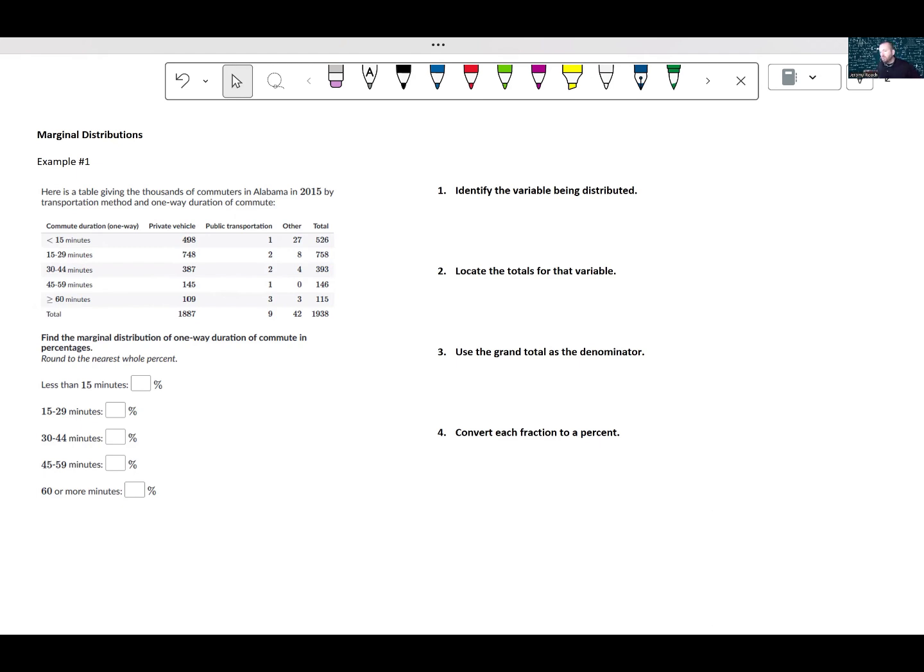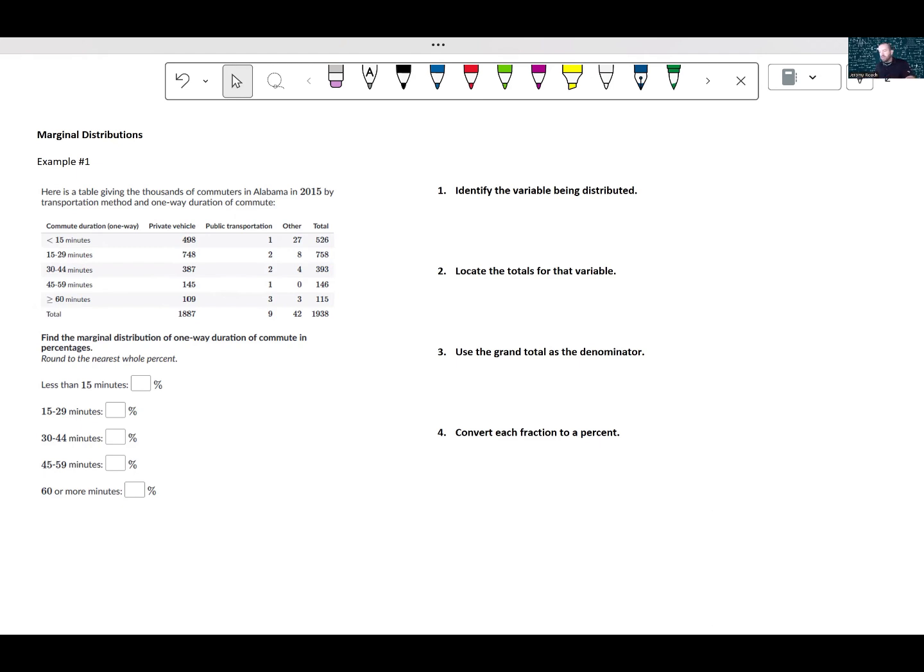So here we have a table giving the thousands of commuters in Alabama in the year 2015. And we're looking at transportation methods and the time that it took them to commute to work just one way. So just getting to work. That's what the commute duration one way represents. So we have all this data, and it wants us to find the marginal distribution of the one-way duration of a commute in percentages.